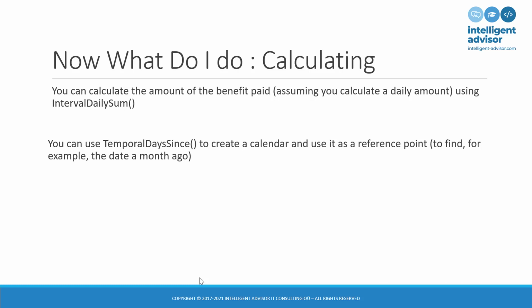In our case, we're going to create a calendar. We're going to create a benefit rate for January, February, March, whenever, and we're going to use a calendar to work out on a given date, 1st of January, what was the benefit rate a month previously, so the 1st of December, because that's what we want to do. If it's sounding confusing, don't worry, it won't be when you see the video because it's something that actually makes a lot of sense in many organizations. It's a useful demonstration of interval daily sum as well as temporal days since.